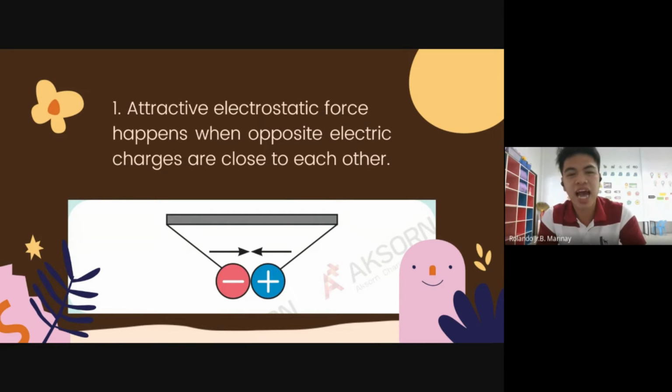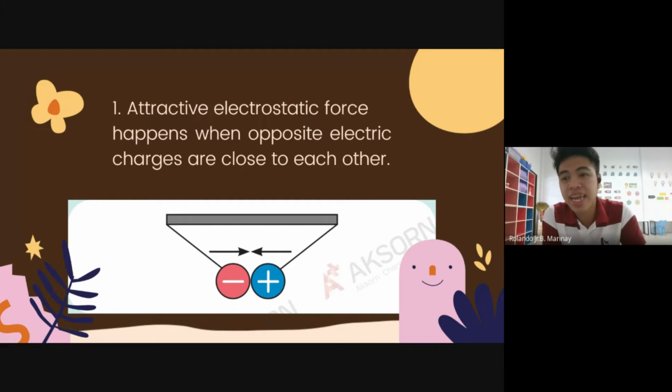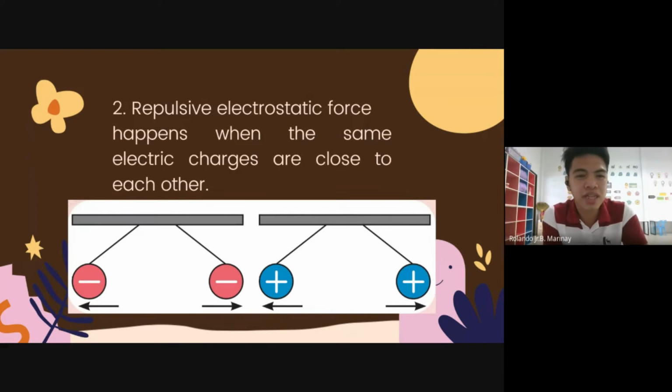Attractive electrostatic force happens when opposite electric charges are close to each other. The minus and the plus will attract each other, just like in magnetic force. The next one, the repulsive electrostatic force, happens when the same electric charges are close to each other. For example, the minus and the minus will repel each other, and the plus and the plus will repel each other. Just like in magnetic force, electrostatic force also has repulsive force.